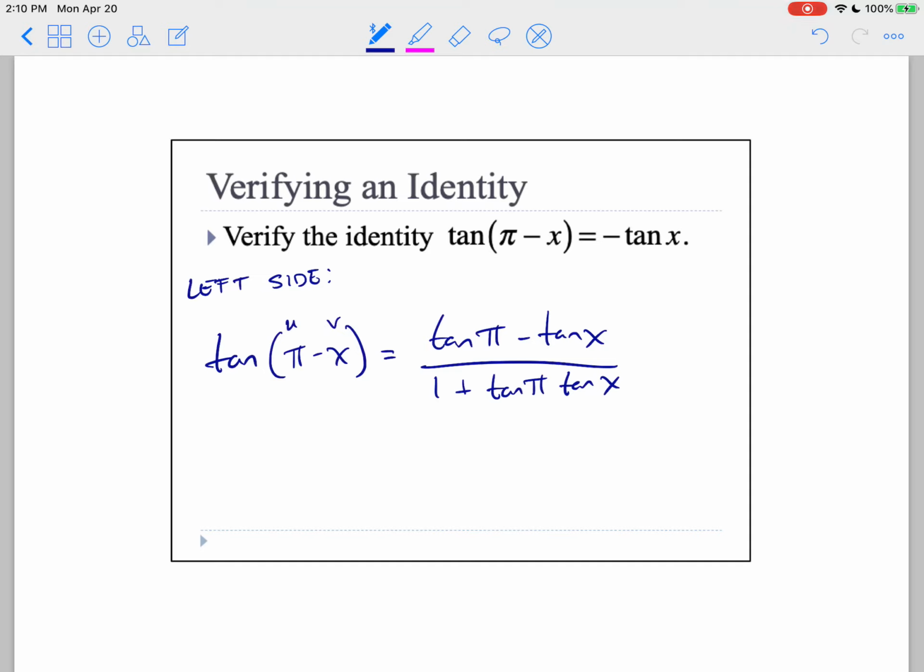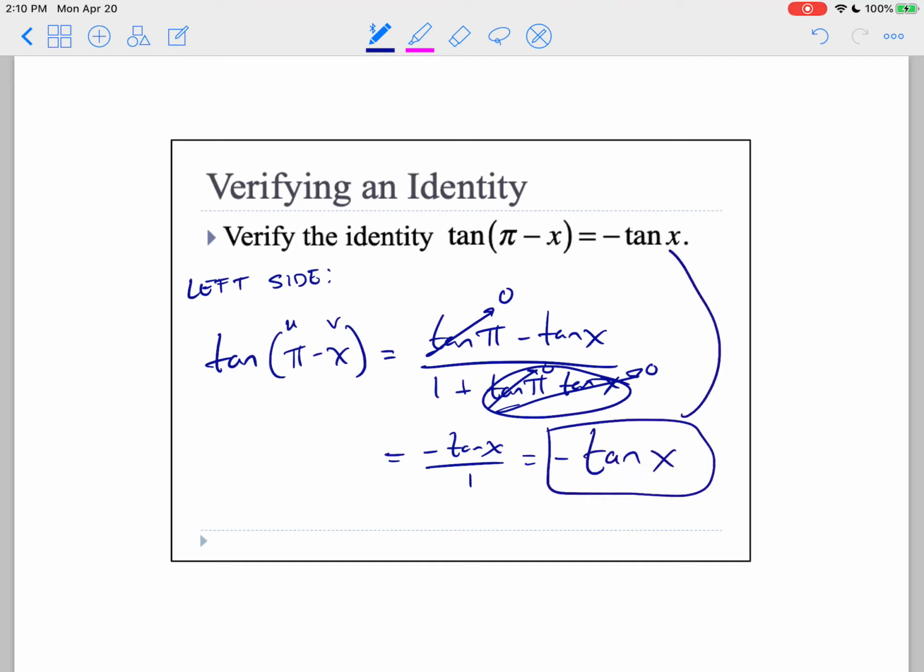Now tan of pi: sine of pi is 0, so sine over cosine means that tangent is 0. So this is 0. This is also 0, which makes this whole thing 0. And so I'm left with negative tan of x over 1, which is the same thing as negative tangent of x. And that is exactly what we were trying to get. And so I have proved the identity.